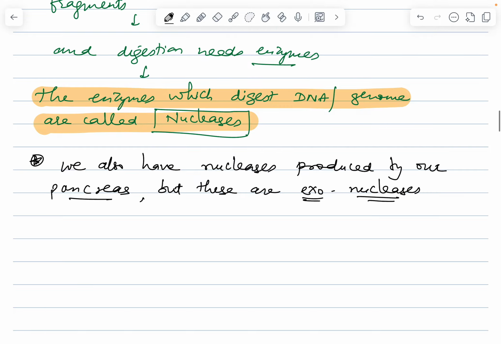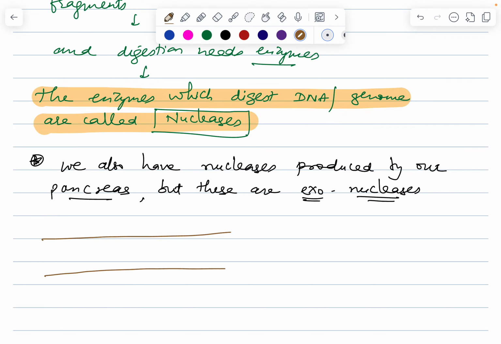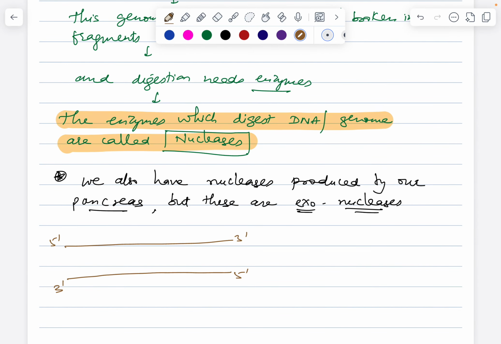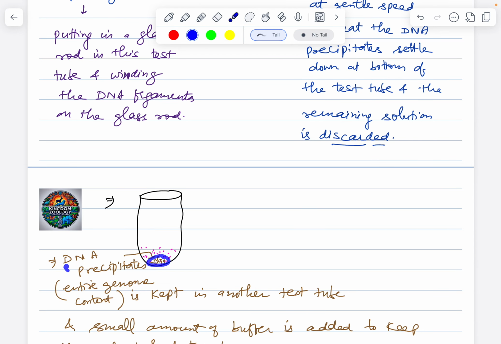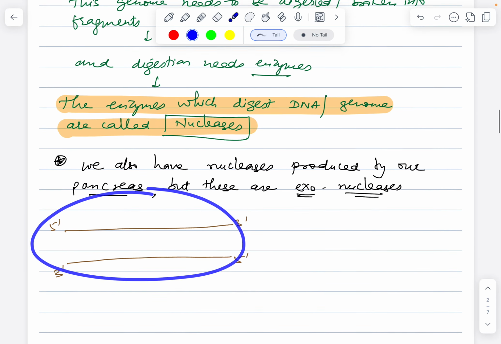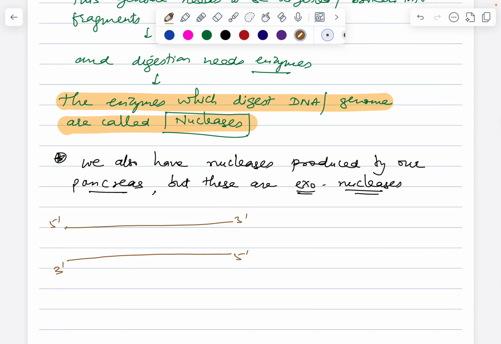Exonucleases means, if I'm talking about the genome that I need to digest, just a diagrammatic representation, let's say this is maybe the genome that you want to digest. This is the representation of these precipitates, the genome that needs to be digested. So here's a representation of that genome. 5' end, what are all these things? Nucleotides. How are they attached to each other? With the help of 5', 3' phosphodiester bonding. The other strand is also the same. There will be 5', 3' phosphodiester bonding between the nucleotides.